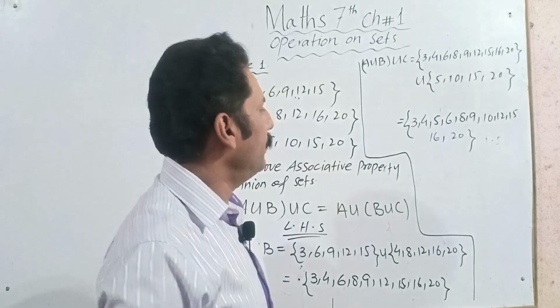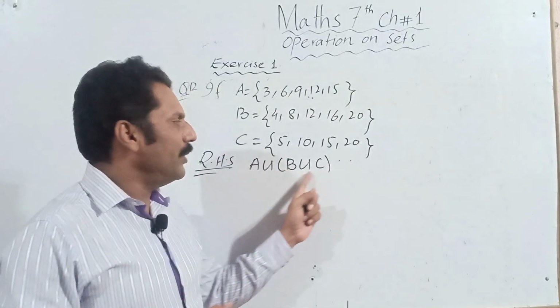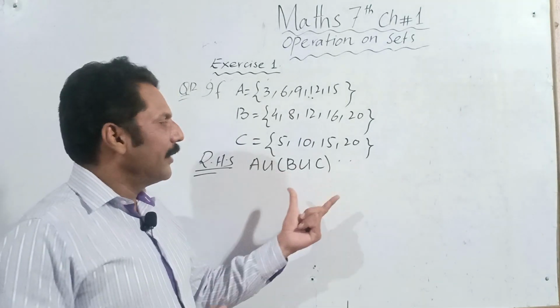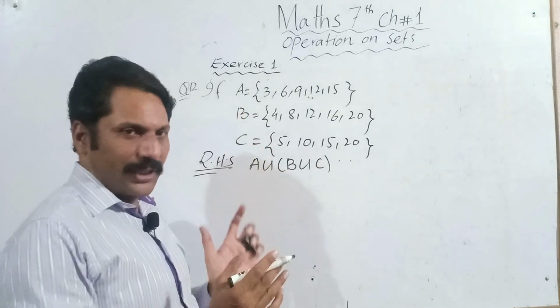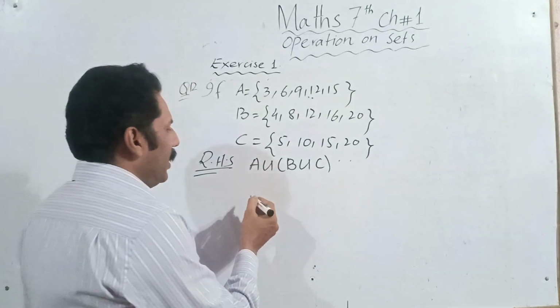Okay, now we will do the right hand side. Okay, now the right hand side, A union (B union C). So within the bracket, first we will solve the bracket. B union C. First of all, we will combine B and C, these two sets, and then we will combine it with A. Now B union C.